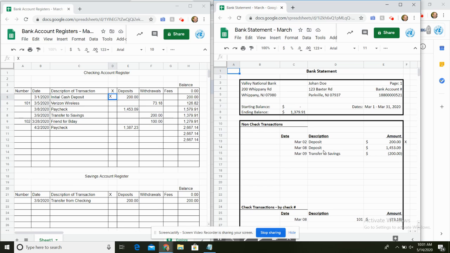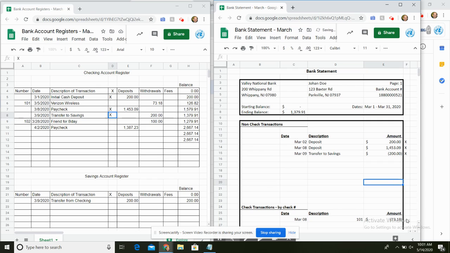Our next one is a deposit of 1453.09. Oh, there it is, 1453.09. We check it off here. We check it off over here, right? When you check it off in one place, you check it off in both. Now we have a transfer on March the 9th for $200. Yep, transfer to savings, $200. Great. Mark it in one place, mark it in the other.